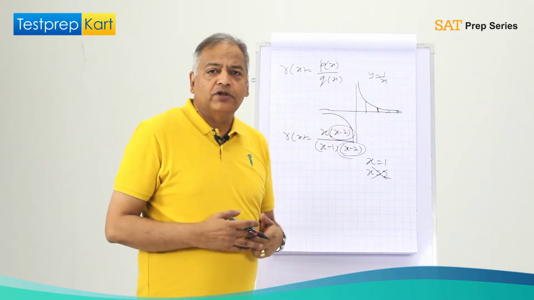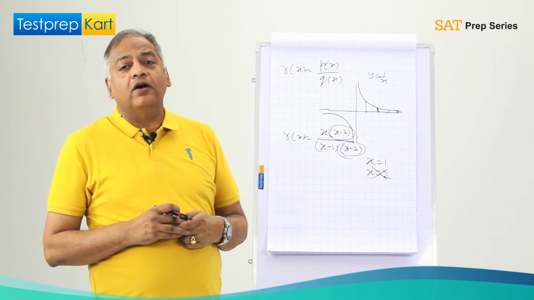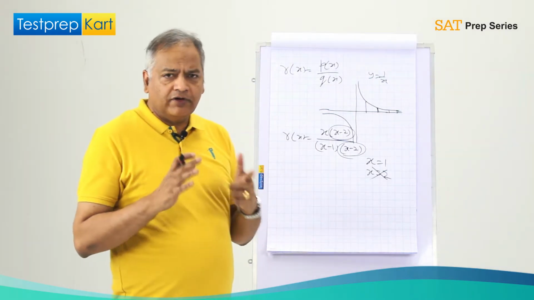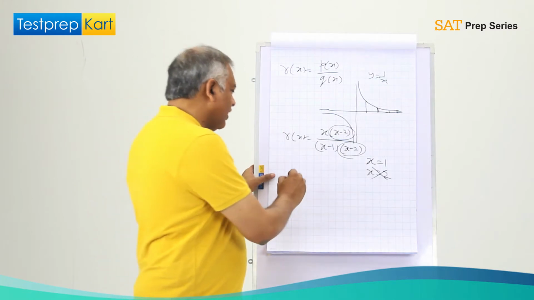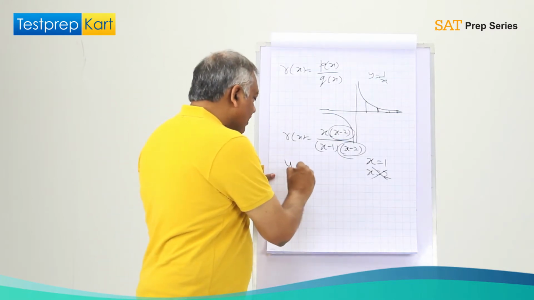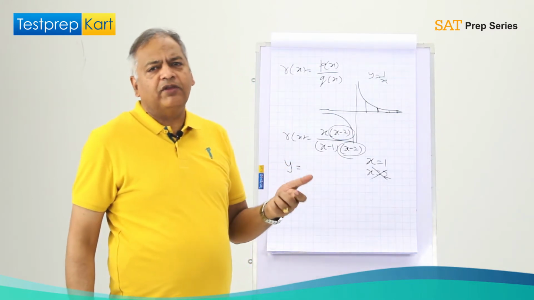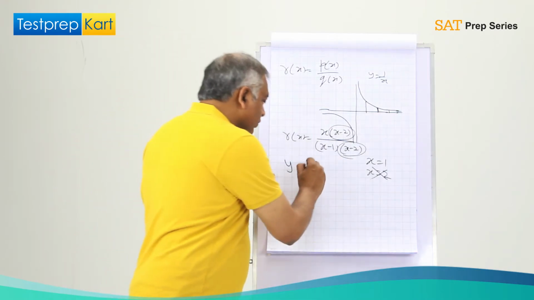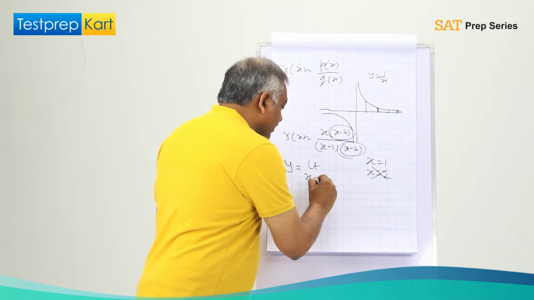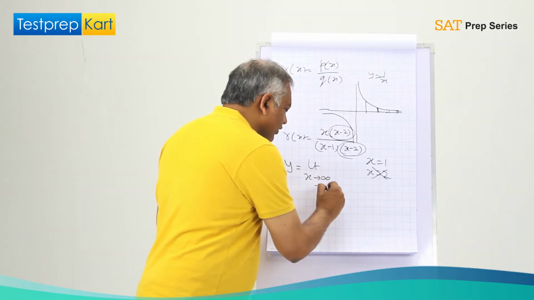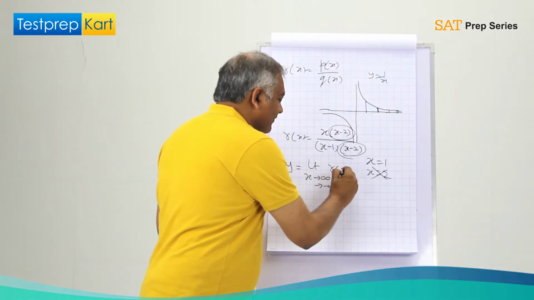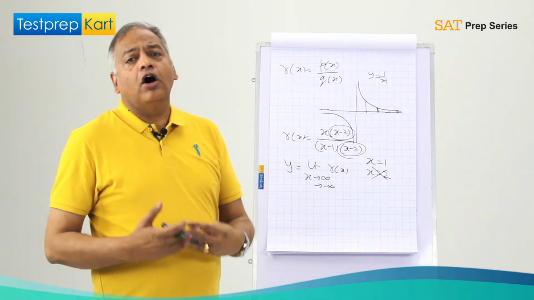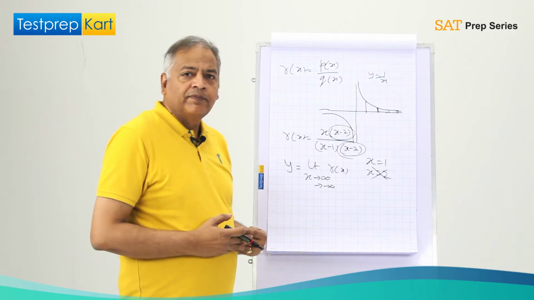Now, if you come to the second aspect, that is the horizontal asymptote. How to find the horizontal asymptote? By definition, as you know, horizontal means the equation should be y equal to some number. That will be equal to the limit as x goes towards infinity, or maybe negative infinity also, of this R(x). That will give you the equation of the horizontal asymptote.